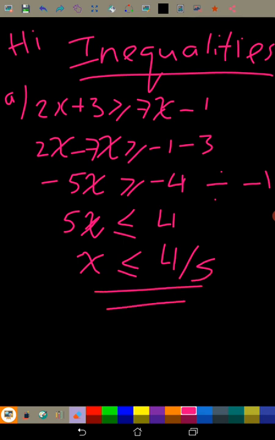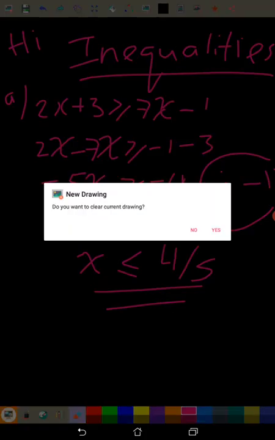Alright, that was the catching point. So when you divide by minus 1, you have to change the direction of the inequality. Right, that was the first one. Let's do the second exercise. So what's the second one?